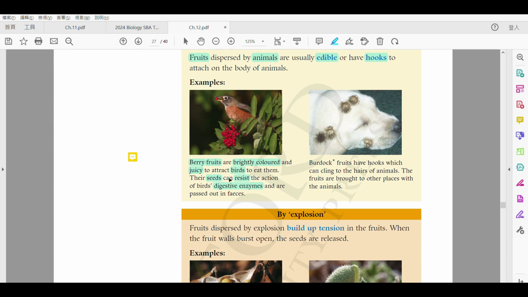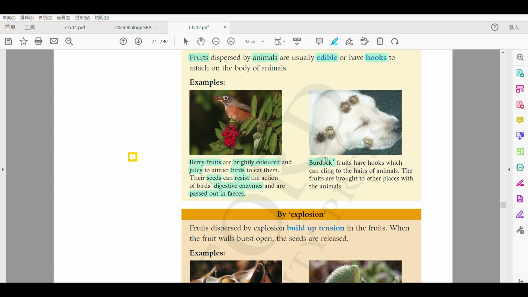important. So the seeds will resist the digestion. And then they can pass out in the feces. So when the bird poops, or when the bird egests, OK? So the seed inside may get into the soil and develop into a new plant. OK? So this is the berry fruits.